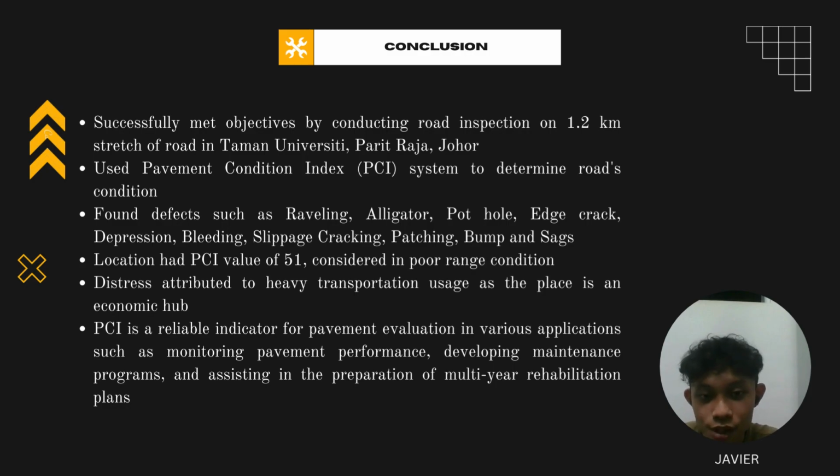Lastly is the conclusion for this project. So we successfully met the objectives by conducting road inspection for a 1.2 kilometer stretch of road in Taman University Pahit Raja Johor. So we also used the pavement condition index, PCI, system to determine the road's condition, and we found defects such as raveling, alligator cracking, pothole, edge crack, abrasion, bleeding, slip edge cracking, patching, bump and sags. The location had a PCI value of 51, which is considered in poor range condition.